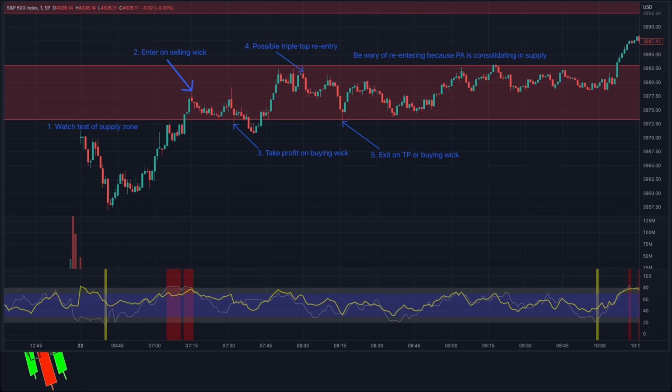Later on, the price forms a triple top near the top of the supply zone, which can also serve as a possible re-entry. So if you play the re-entry, you would take the 5-point take profit and stop loss again, and you would exit either on the take profit or on the big buying wick we see at the bottom of the zone. After exiting the trade, I'd be wary about re-entering another short position because at this point, we're now consolidating and compressing inside of the zone, which signals a bigger move up, which will likely break the supply zone, which as we can see later, it does end up breaking the supply zone.